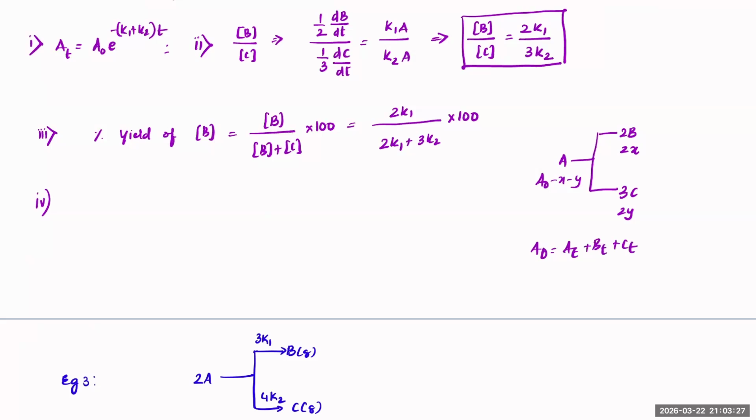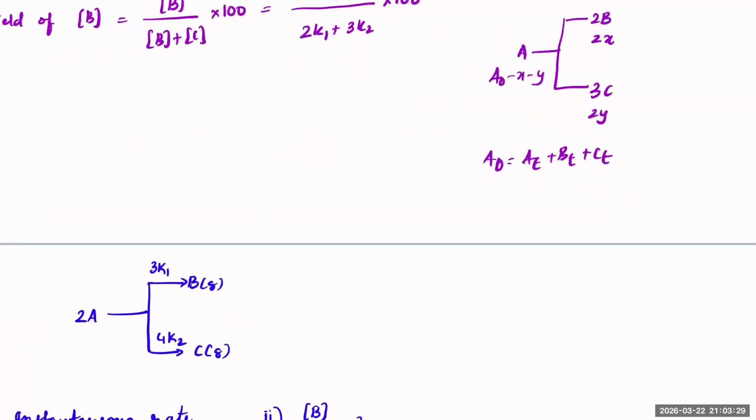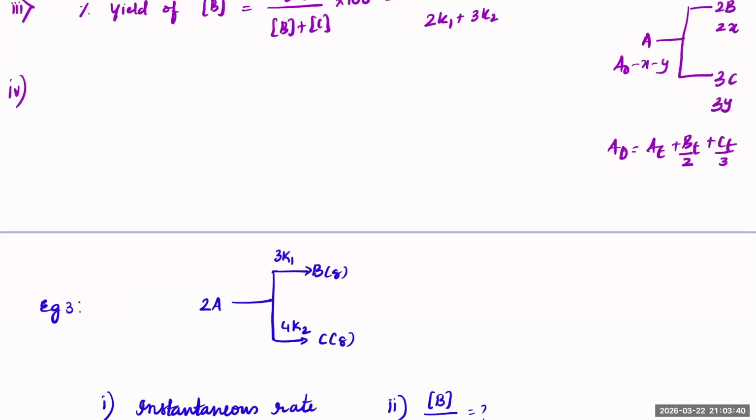But what I can say is that BT if you divide it by 2, CT if you divide it by 3, sorry, this is 3, then this will be correct. So this is the factor that we need to use here. So if you want to calculate BT, then you will take A naught is equal to AT plus BT by 2 plus CT.